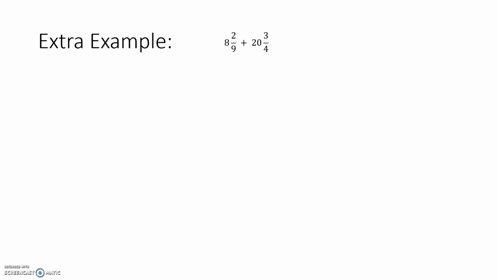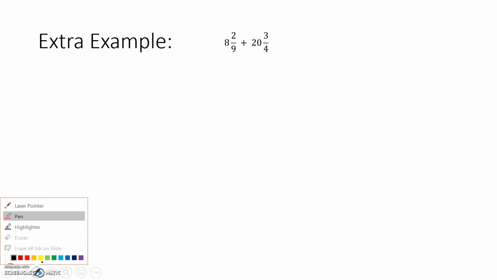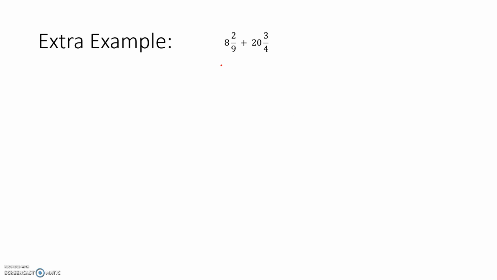All right, so the first thing I'm going to do is write out my equation, or my expression, but I'm going to break it down. So I'm going to take my 8 plus 20, and I'm going to add my fractions, plus 2/9 plus 3/4.